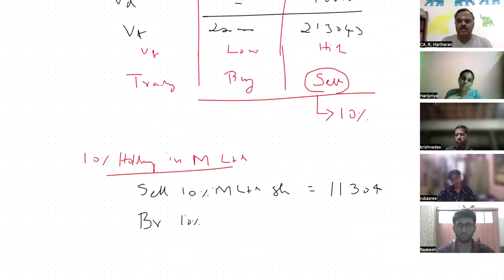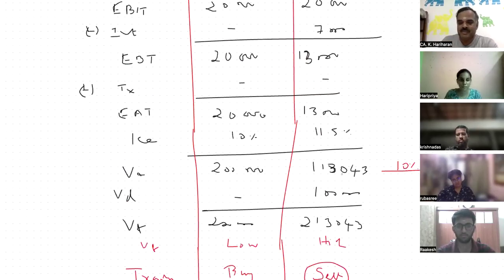Therefore, how much total cash am I having available? 21 lakh. 304. Total cash.